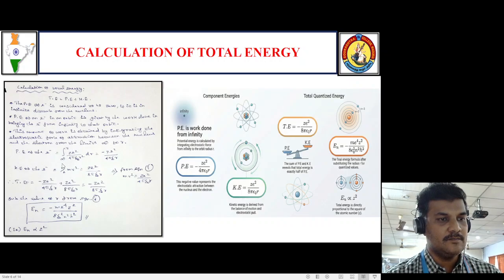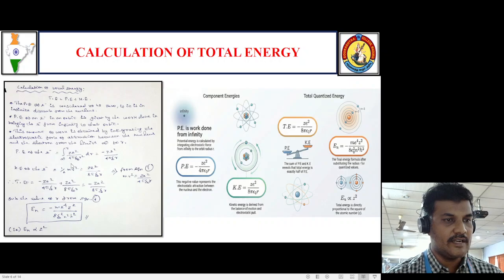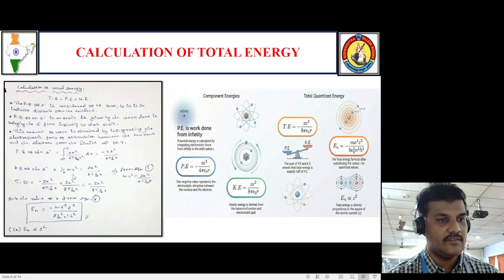So when we integrate this term, the integral from infinity to r of Ze squared by 4 pi epsilon naught r squared into dr, we get minus Ze squared by 4 pi epsilon naught r. Meanwhile the kinetic energy of the electron is equal to half mv squared, and we all know the value of mv squared from the previous equation. So when you substitute this, we get the kinetic energy of the electron equal to Ze squared by 8 pi epsilon naught r. Here we have 1/2, so it converts into 8 pi epsilon naught r.